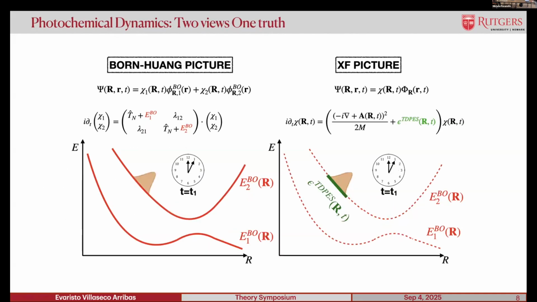Sorry, on the right hand side, the dashed line is just the copy from the left hand side. Yes. But it's not. The green one is sort of dynamical. Yes, it goes with the wave packet. You are right. So the wave packet is sort of surfing on this surface, which also evolves in time.